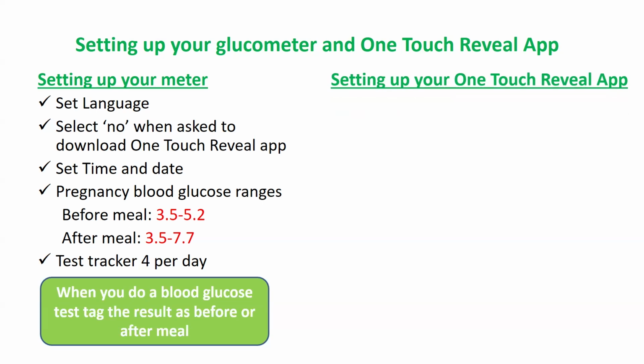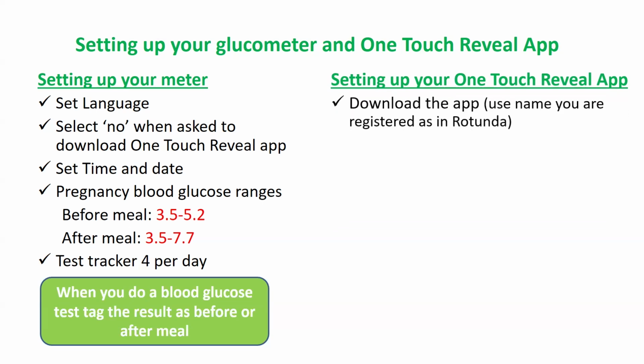Then we also will ask you to set up the One Touch Reveal mobile application after setting up your meter. So how do you do that? So what you would need to do first is download the One Touch Reveal app, and you need to sign in with the same name you've used here in the Rotunda.